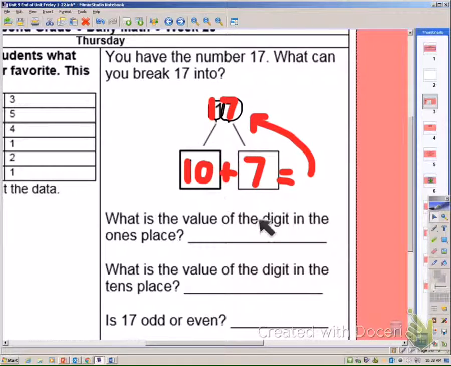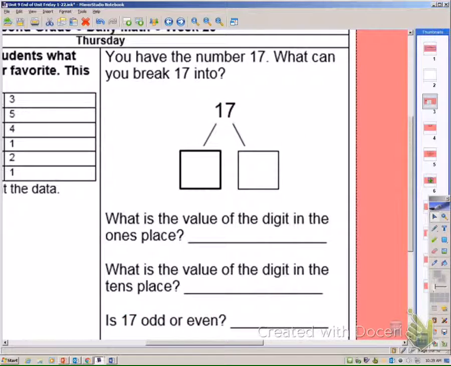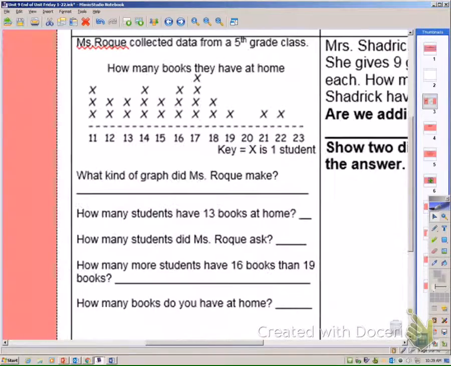So what is the value of the digit or the number in the ones place? We know it is 7. What is the value or the number of the digit in the tens place? We know it is 10. And is 17 odd or even? We know it is odd because we have to look at the ones place, and a 7 is odd. Okay, now let's go on to the next one.